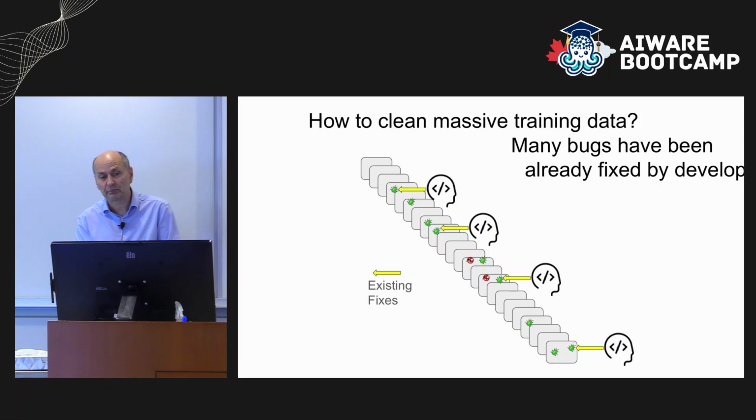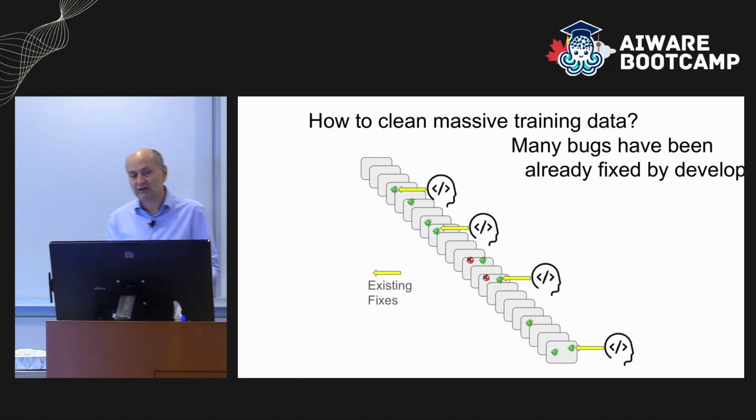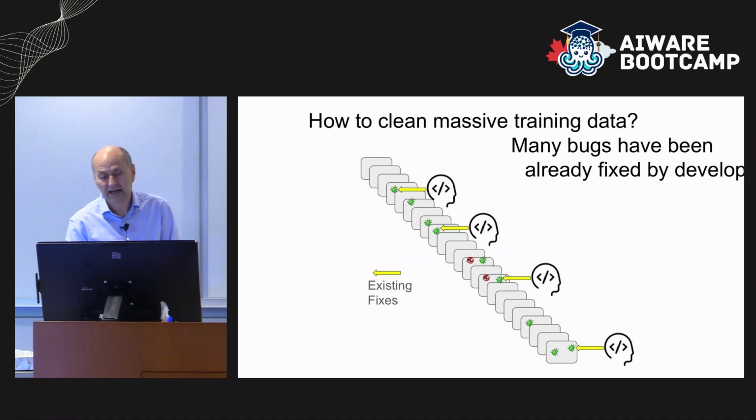So here's how it might look, right? There's kind of this massive training data. It has bugs. But of course, many bugs have already been fixed. So let's just use these bugs that have already been fixed to fix the training data, right?